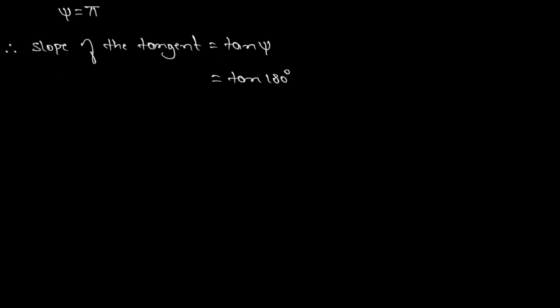Pi is nothing but 180 degrees, and we all know tan 180 degrees is 0. So therefore we proved that we got the value of the slope of the tangent as 0.